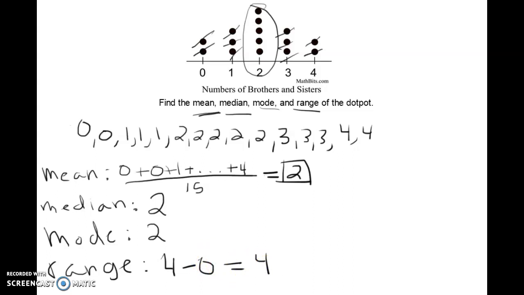Okay, so your assignment today is going to be looking at dot plots, being able to find the mean, the median, the mode, and the range of a set of data.